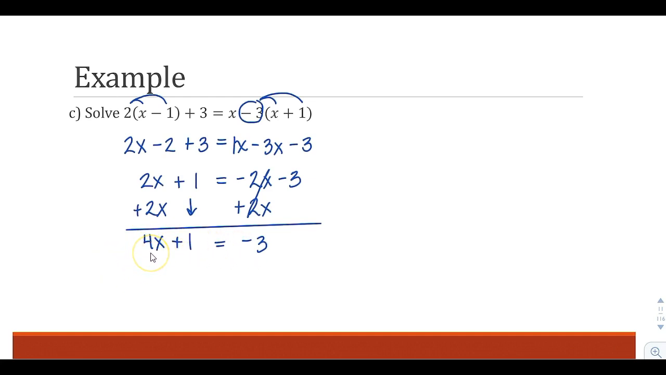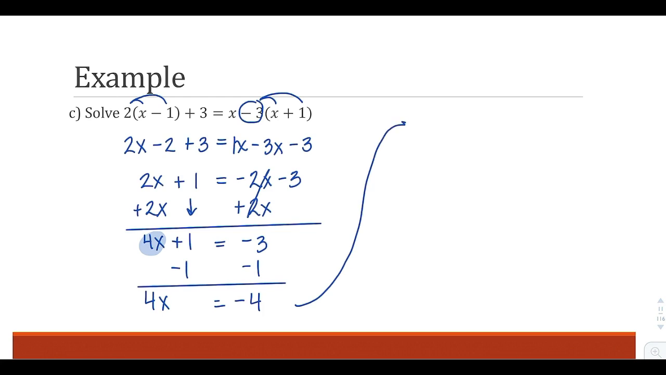And now I have just one term with the variable x. So once I have just one term with the variable x, that's when I want to isolate that term. So I'm going to subtract 1 from both sides. I need to do the inverse operation. This was addition, I have to do subtraction. So I have 4x, the plus 1 minus 1 gives me 0. And then negative 3 minus 1 is negative 4.